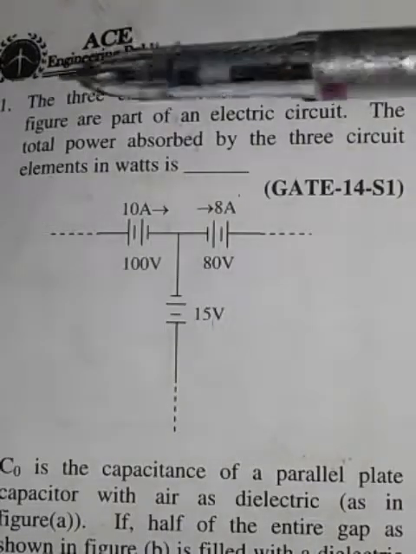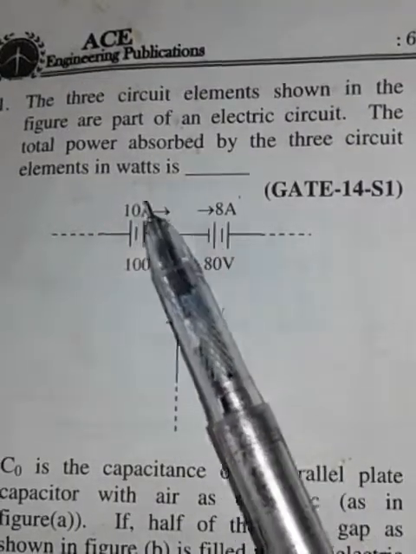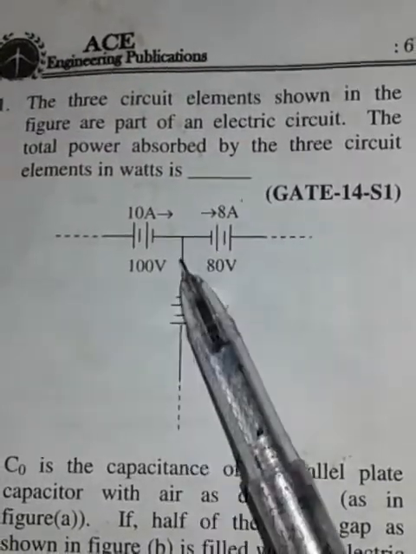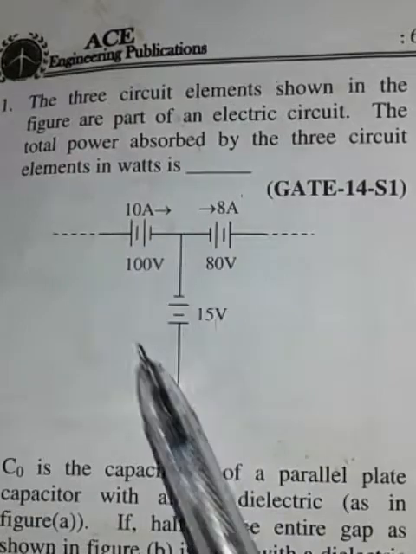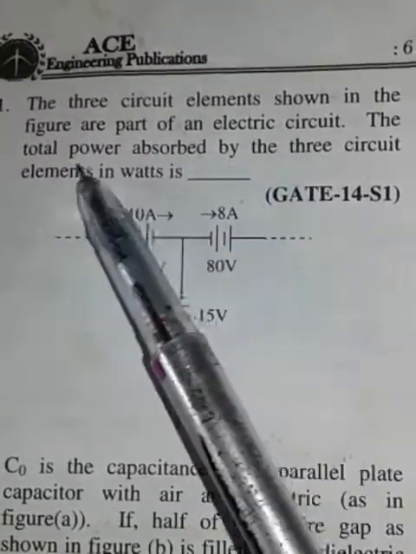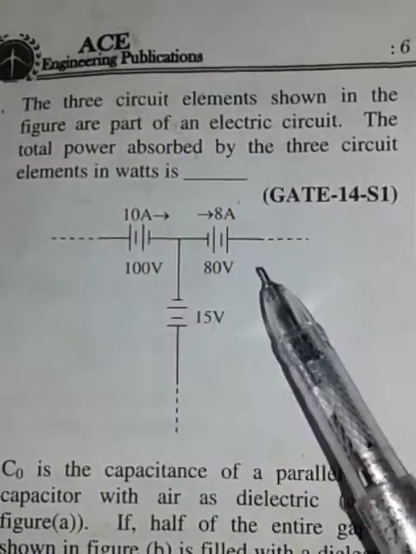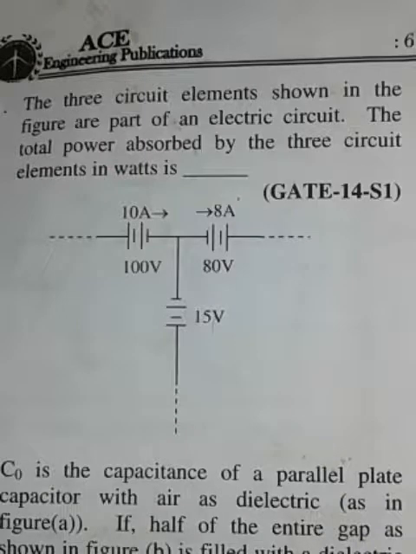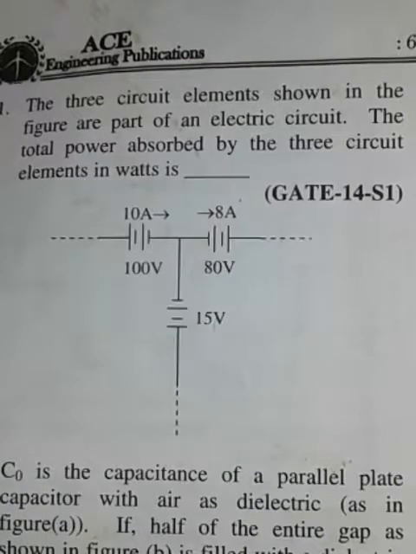In question number 20, there are 3 elements, this is one element, this is one line, 3 elements, 3 lines. Suppose this is A, this is B, this is C. They are asking what is the total power absorbed by the 3 elements. So in this question we will calculate the absorbed power, the source and the sink. So in the end we will conclude which is the more power. So see the figure.